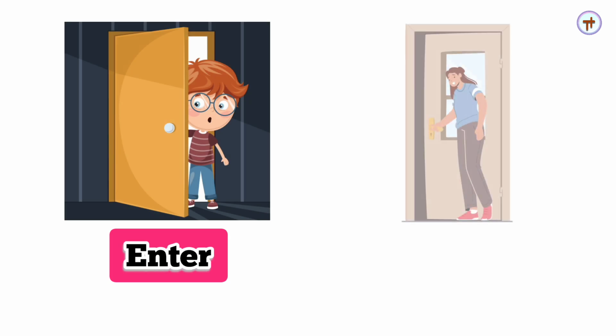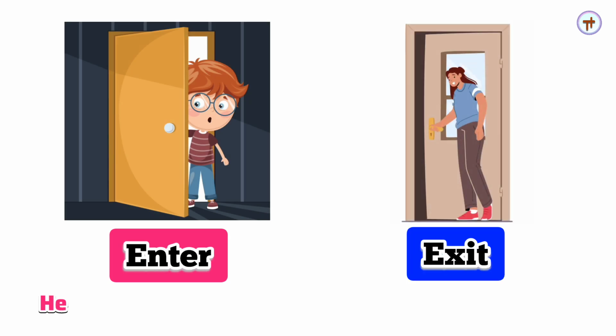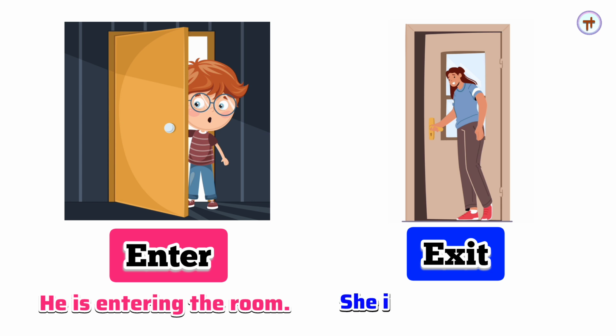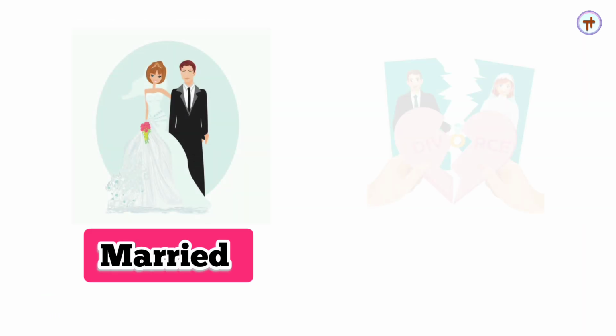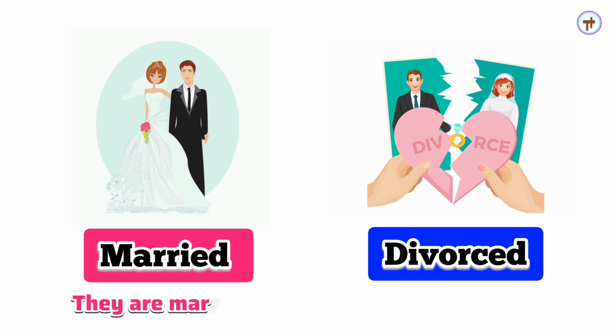Enter, exit. He is entering the room. She is exiting the room. Enter, exit. Married, divorced. They are married. They are divorced. Married, divorced.